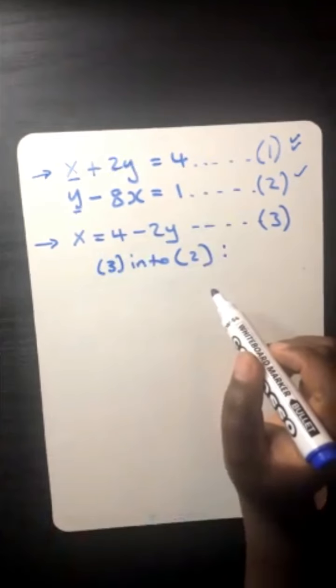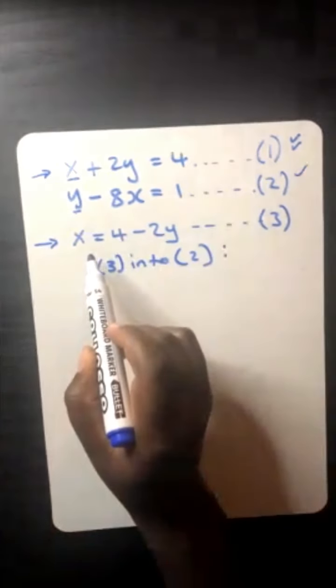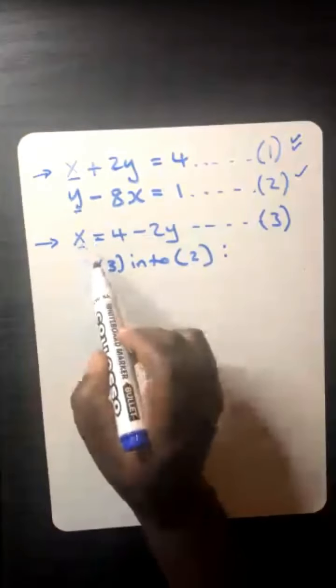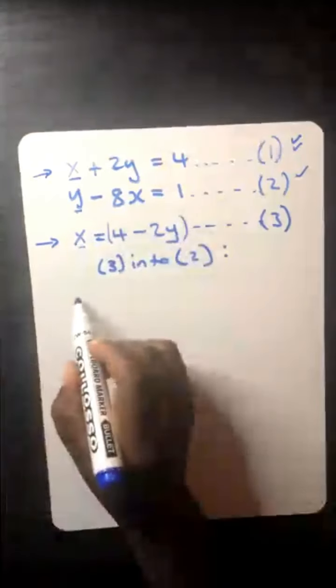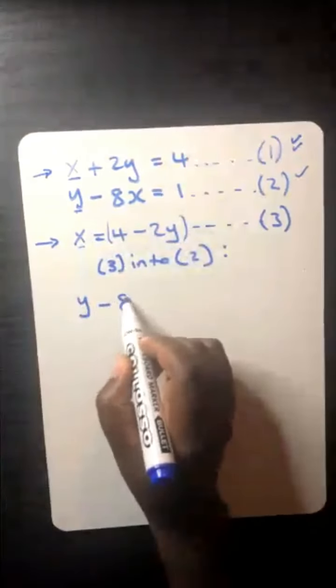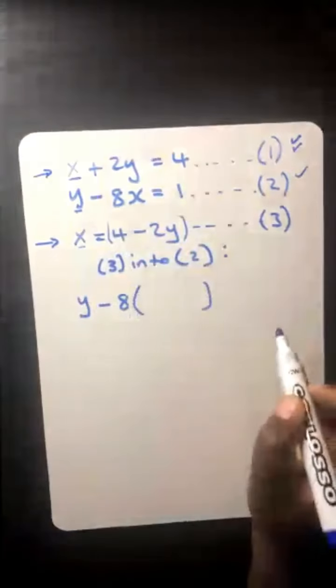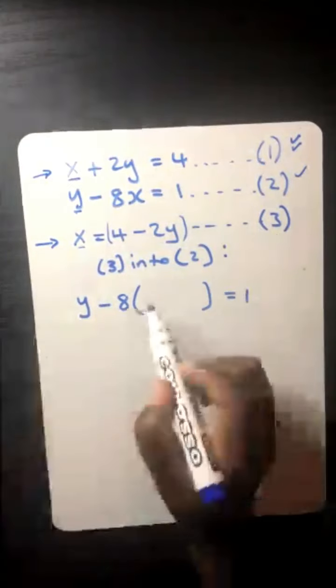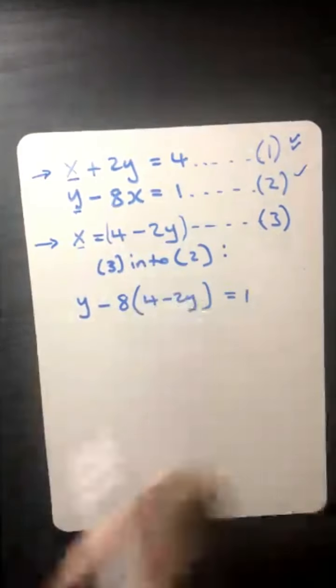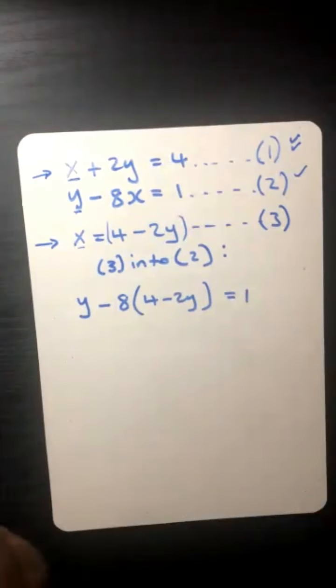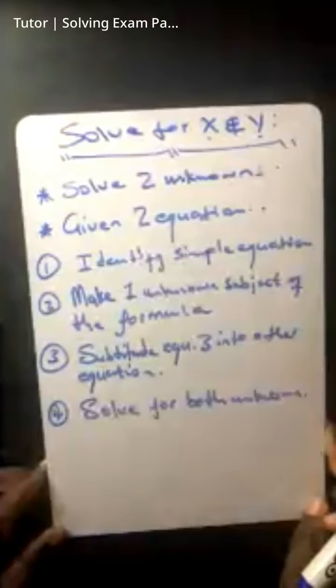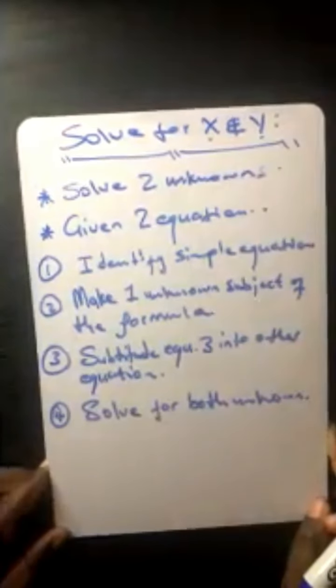Let's substitute. So it means wherever you see x in the other equation, you substitute all of that. So we've got y minus 8 into, because this is where we see x, equals 1. So what is x? x is 4 minus 2y. Okay, so now that you substituted, what is our next step? You solve for both unknowns. So that means after substitution, you need to solve for x and y.